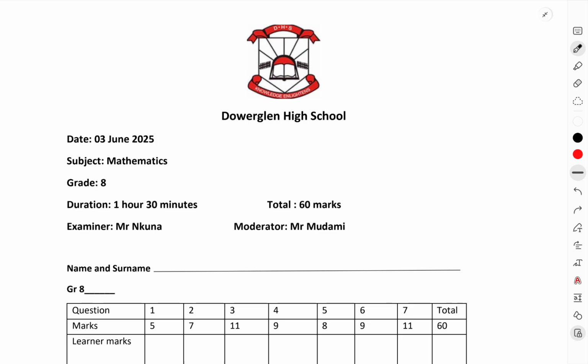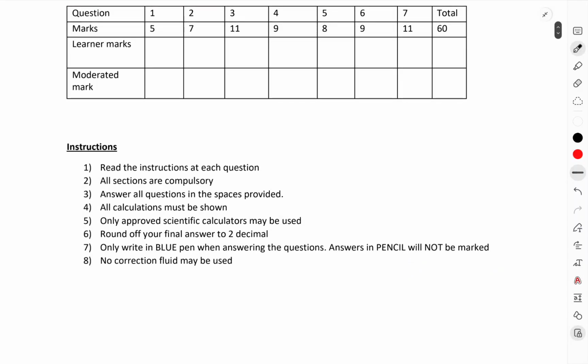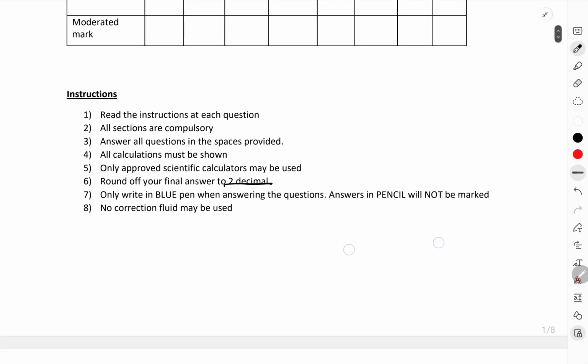So as you can see, we have our cover page here. I'll start with it. I'm going to write my name here, Mr. Nkuna, Grade 8, Grade 8E, right? Then let us go down and start. Here we have the instruction. It says read the instruction at each question. All sections are compulsory, and also we are looking at this one. It says round off your final answer to 2 decimal places, right?